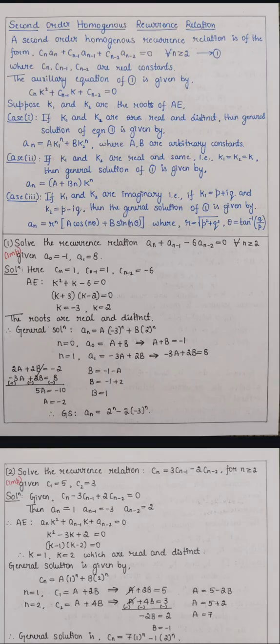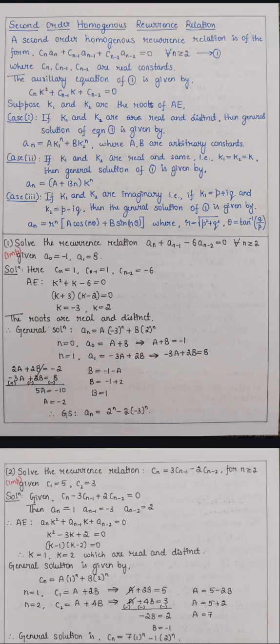If k1 and k2 are real and the same, then a k1 power n plus b k2 power n. If they both are the same, then k1 equals k2 equals k. Then the general solution will be a plus bn into k power n.